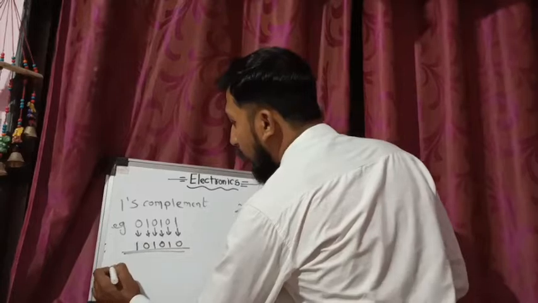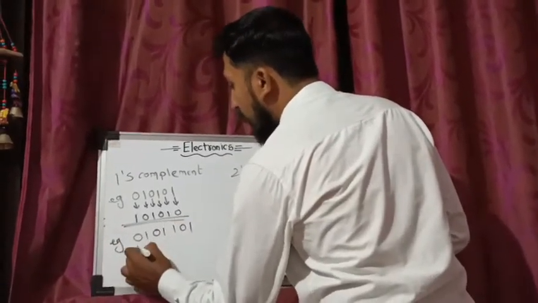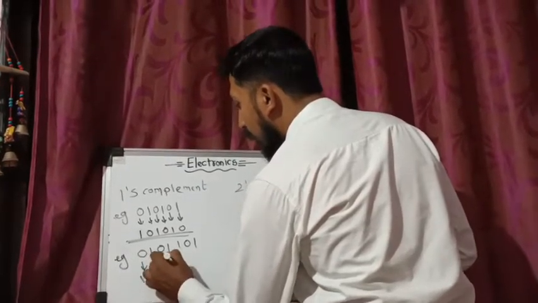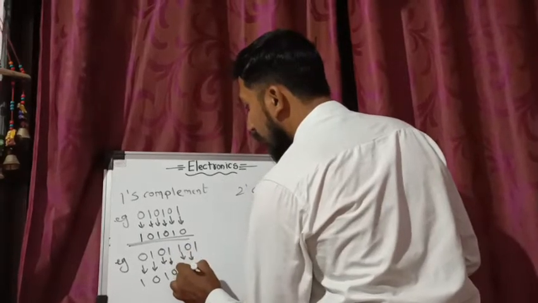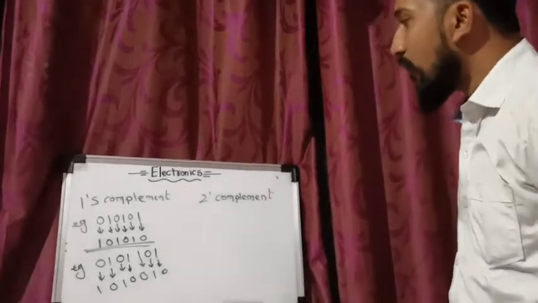So you can find the complement of any number, for example 0 1 0 1 0 1 0. So what will it be? 1 0 1 0 1 0 1. So replacing simply 0 by 1 and 1 by 0.